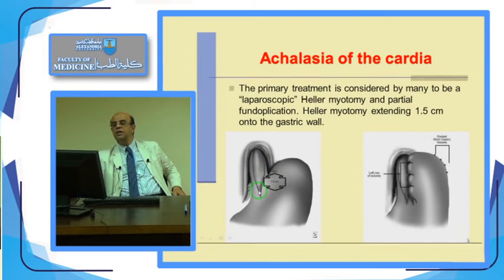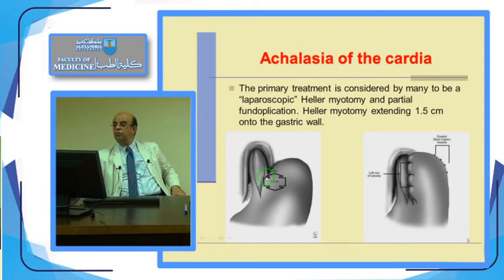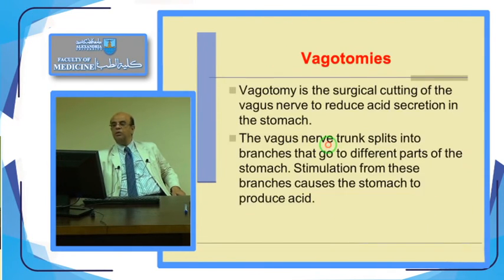pressure in this region. Some of the longitudinal and circular muscle fibers of the esophagus are cut, and we have to take care not to perforate the mucosa. At the end we can do some sort of door technique to prevent reflux and to buttress and protect the mucosa of the stomach. So this is the Heller myotomy.